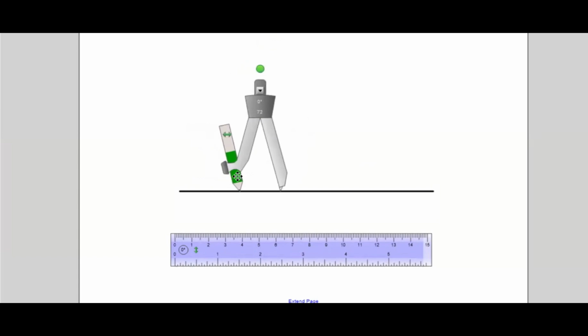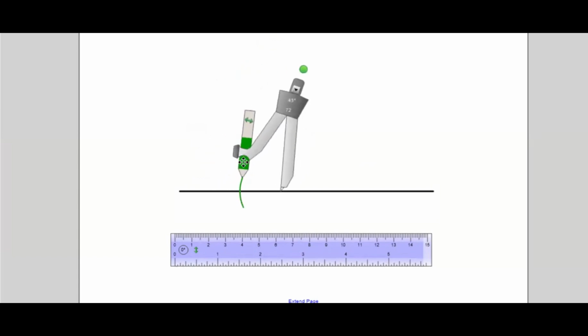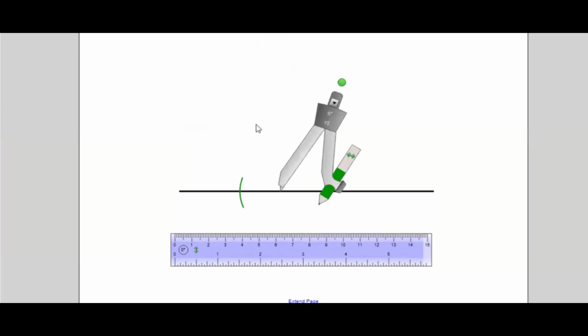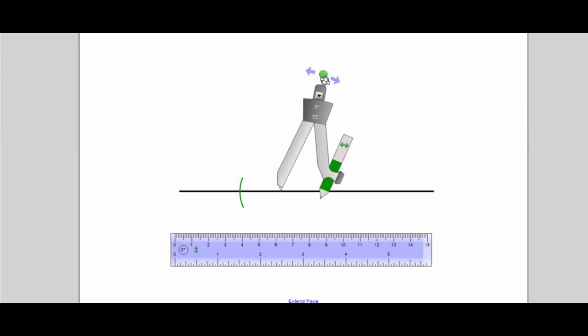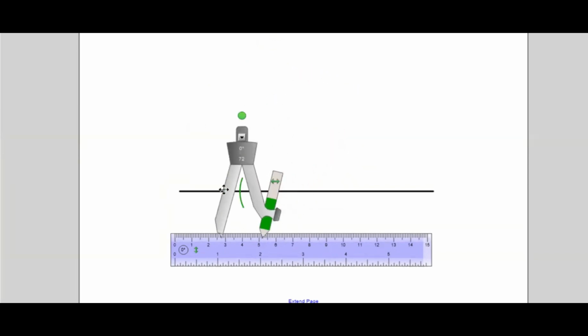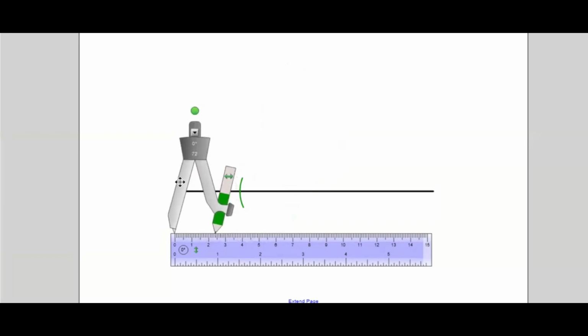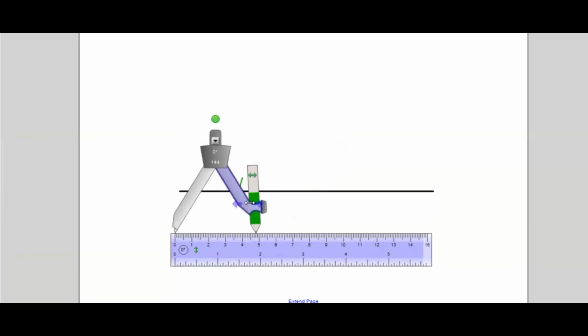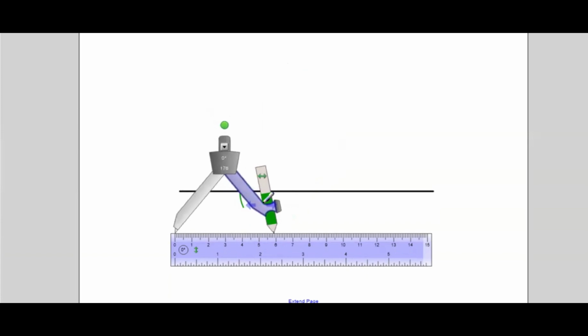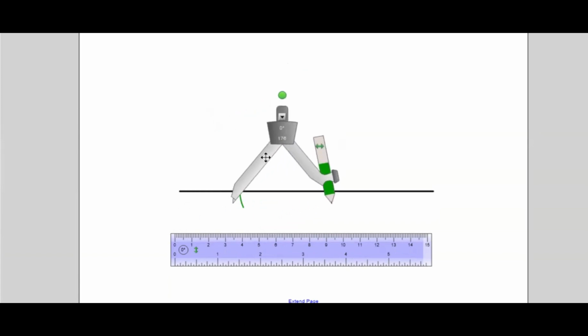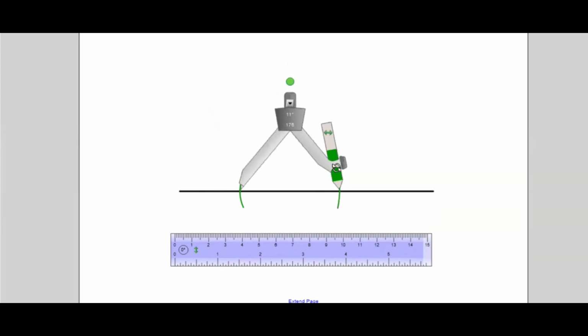Okay, we can mark this place as point P, and let's come to our ruler and measure PQ to be 5.8. Place your compass along the ruler and extend to a radius of 5.8, which is this place. 5.8. We come back and mark off where point Q will be.